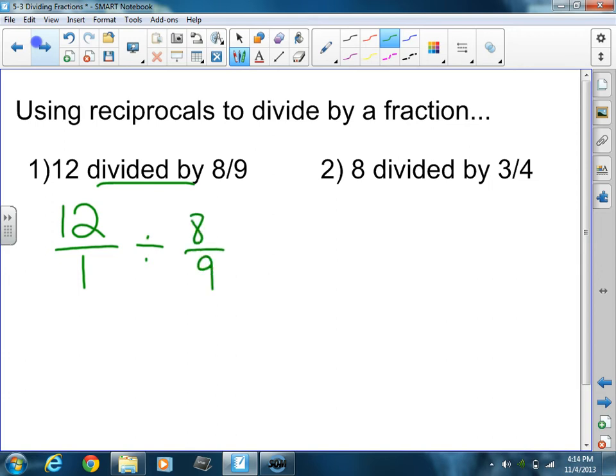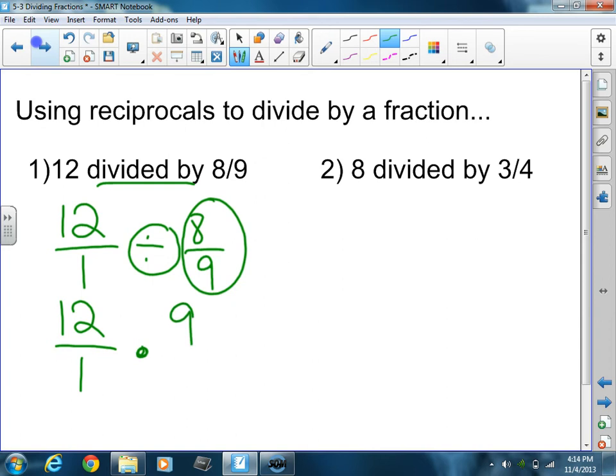Now you may be wondering, Mrs. Gordon, how can I divide 12 divided by 8, or 1 divided by 9? I can't do this. But you can, and here's how. I'm going to rewrite this. 12 over 1, I'm going to change the division sign to a multiplication sign and multiply the reciprocal of this number right here, the 8 9ths. So I'm going to flip 8 9ths upside down, turn it into 9 over 8, and now I am ready to multiply.